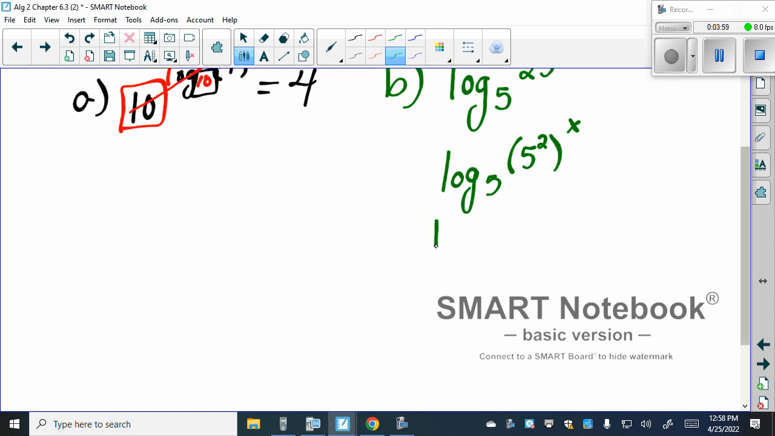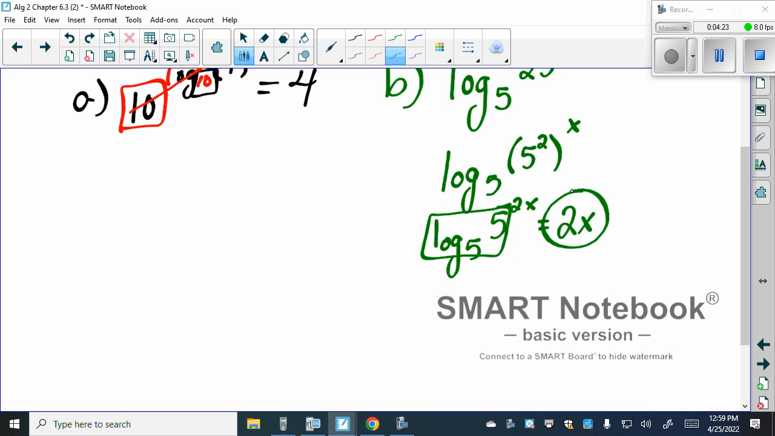Now, to simplify those parentheses, we can rewrite this as log base 5 of 5 to the 2x, because powers of powers multiply, so our 2 times x would give us 2x. Now, log base 5 of 5, this here would simplify to 1, leaving us with just 2x. Any questions on this here? Do we kind of like this property? And we'll be utilizing this here when we start solving.